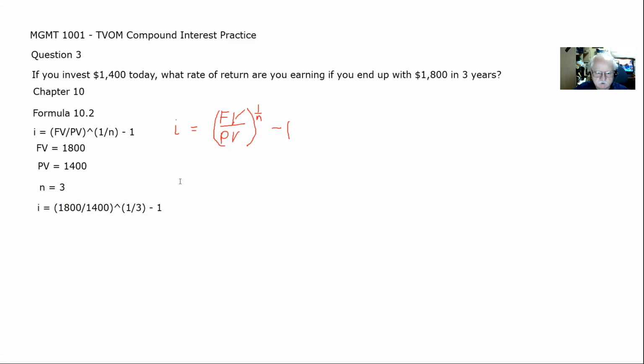Which really looks like this. I equals 1800 divided by 1400 to the power of 1 divided by 3, minus 1. So when we plug that into our calculator, it's got to look a lot like this.